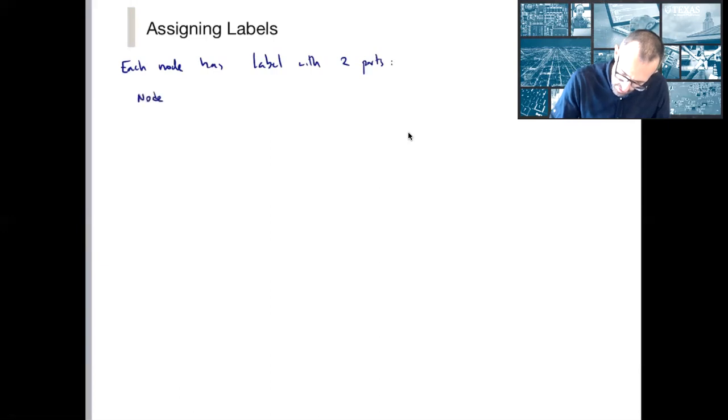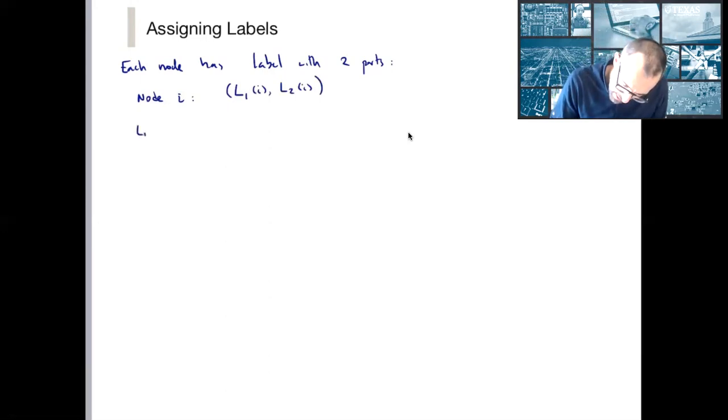So each node has a label with two parts, which I'll very creatively call part 1 and part 2. So node I has a label that's L1 of I and L2 of I.